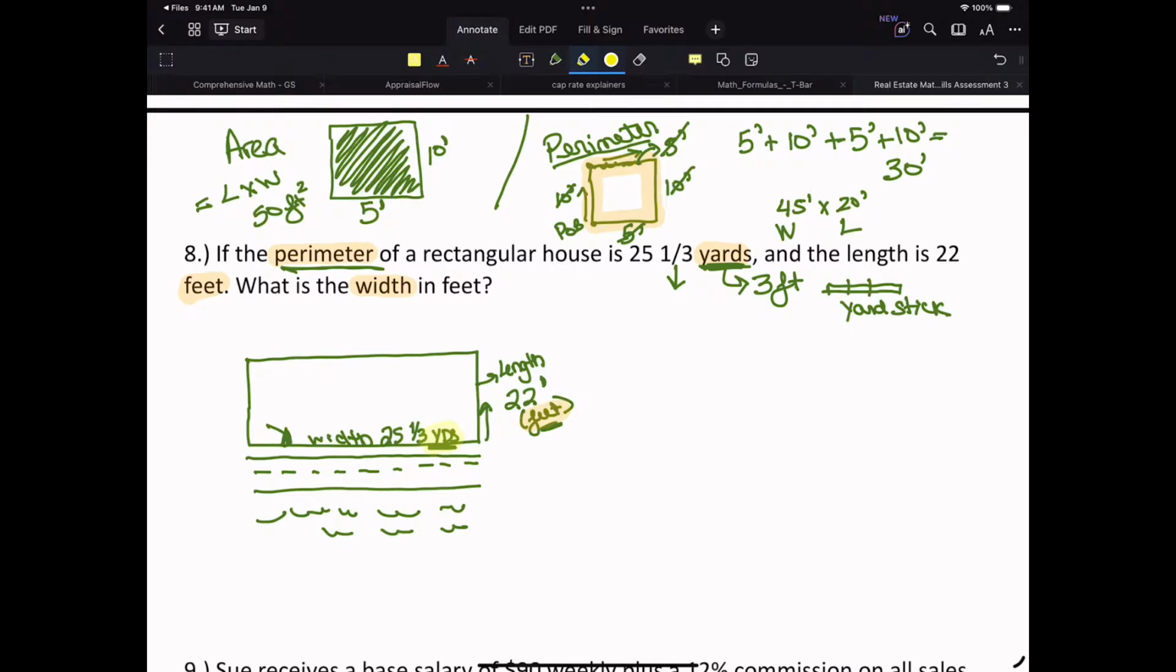So what do I do? Okay, well, first I'm going to turn this 1/3 into a decimal. So that means it's 25 and 1 divided by 3, and that's going to give me 25.333 repeating. Because when I put in the calculator 1 divided by 3, what I get is 0.333 repeating. So I know this house is 25.333 wide, and it's 22 feet deep.